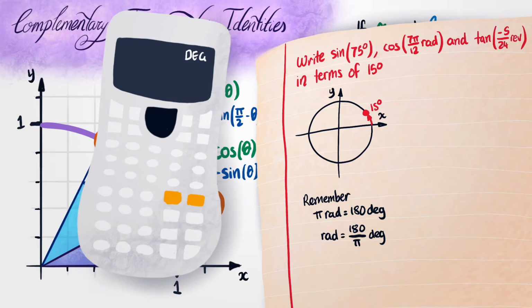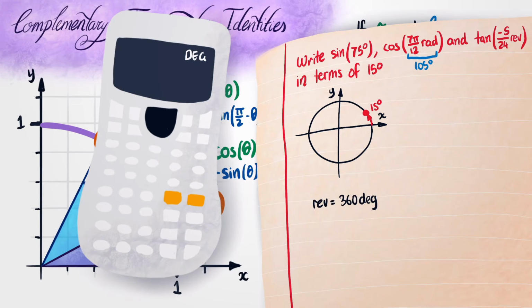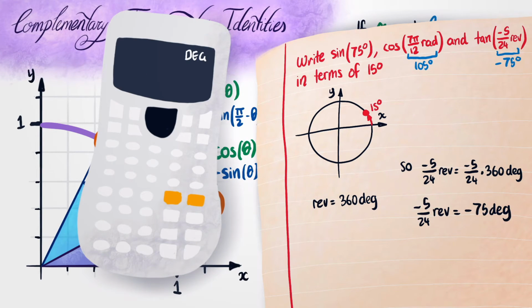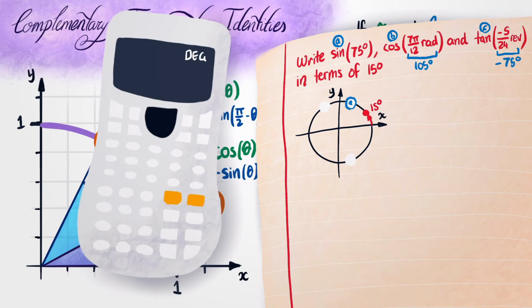So that means for 7 pi on 12 radians, we can just swap the rad for 180 on pi degrees. If we simplify this, we'll see that this is just 105 degrees. In the same way, we know that a rev is 360 degrees. That means we can just swap the rev for 360 degrees in minus 5 on 24 rev. Now if you plug this into the calculator, you'll find that it's just minus 75. So we'll go ahead and mark these other 3 points on the unit circle directly. Now we notice that all three of these angles are 15 degrees from the y-axis, which we can draw in.